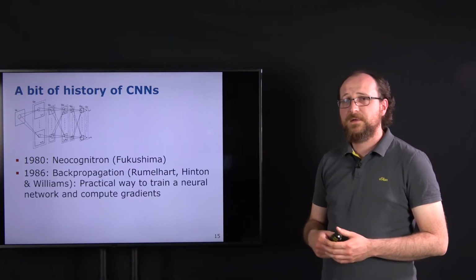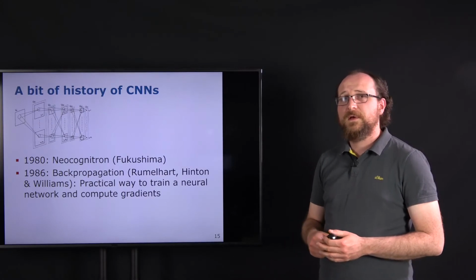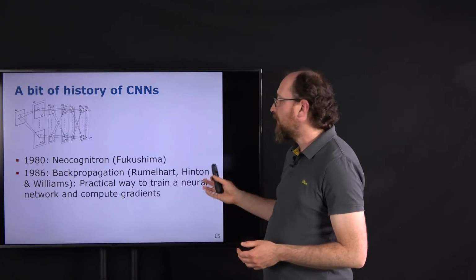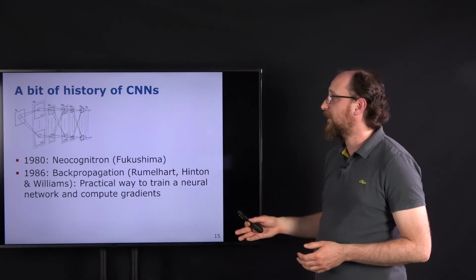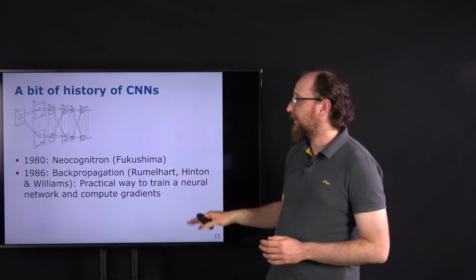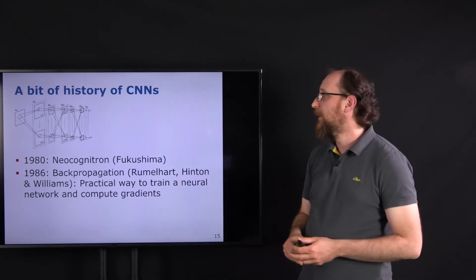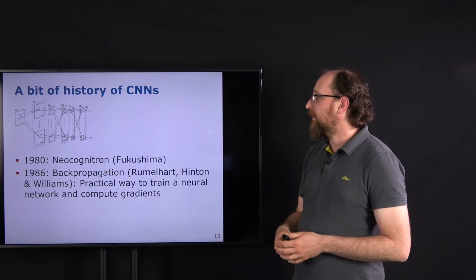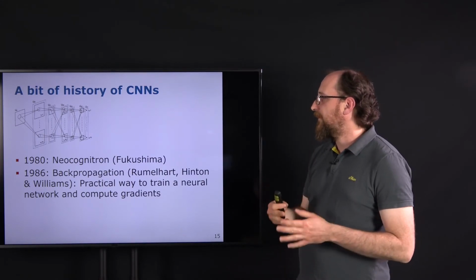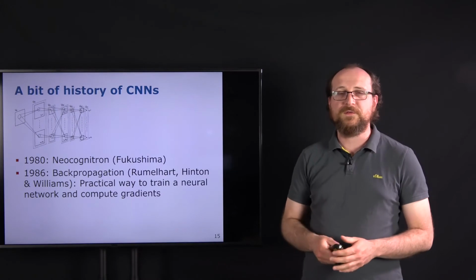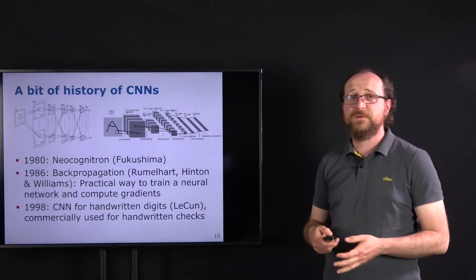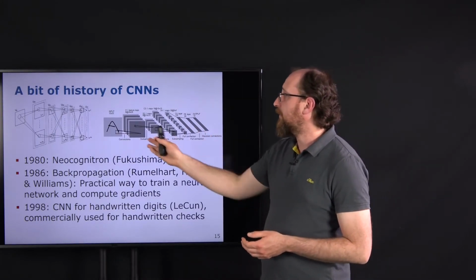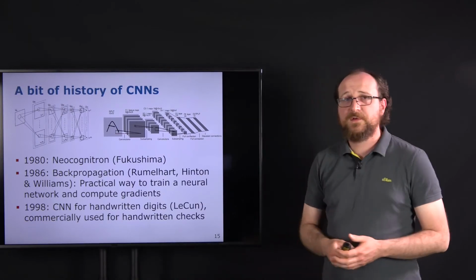Then in 1986, backpropagation, the practical way to train a neural network and to compute the gradients that you need, was proposed, which we will cover in the next lecture. This was a very big step forward to actually train these networks. Using backpropagation together with convolutional neural networks then gave amazing results on the handwritten digit task.